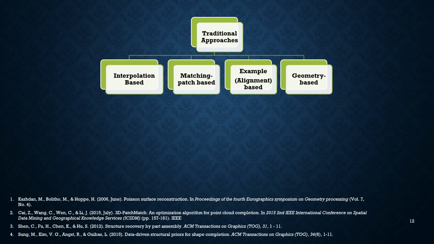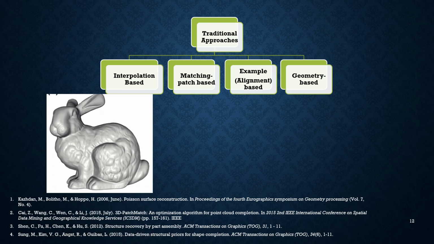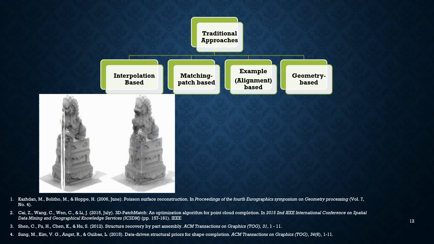Traditional approaches can be divided into these four groups. Interpolation-based methods fill holes locally by smooth interpolation, constructing new data points based on known data. Matching patch searching methods find points or patches that are similar to the missing parts of the input. Then they duplicate the patches and fill the holes with the copied patches. However, a matching patch may not always be found.